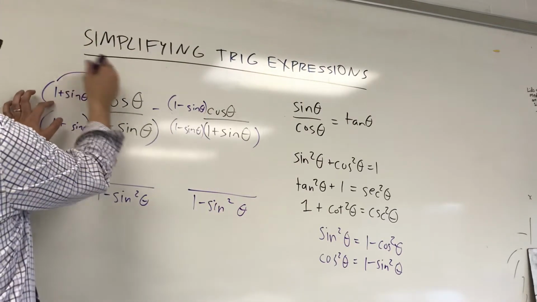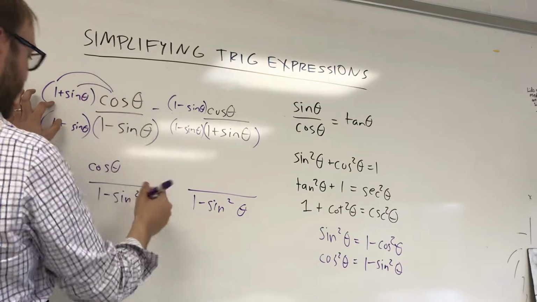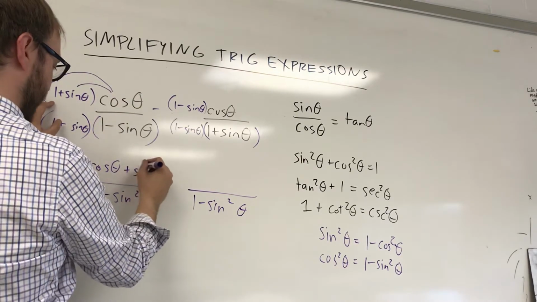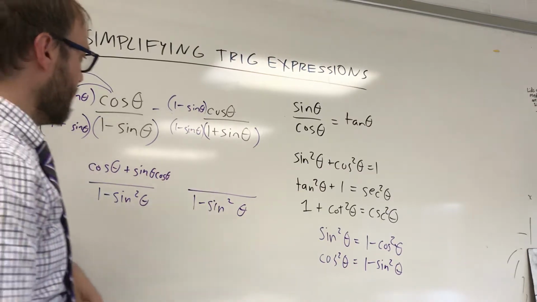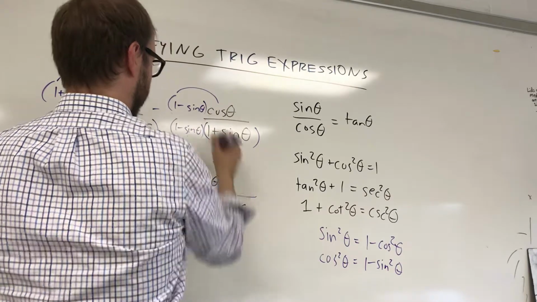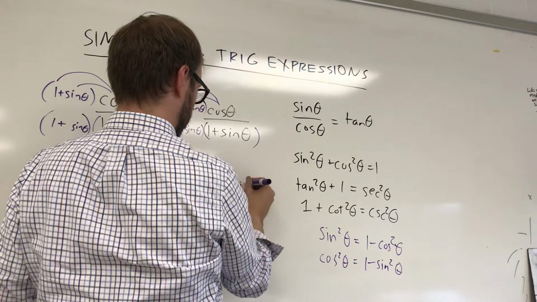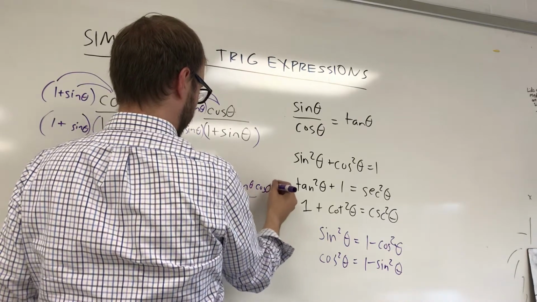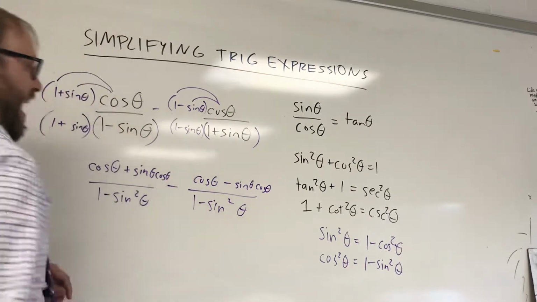A little bit easier. 1 times cosine of theta is going to give me a cosine of theta. Sine of theta times a cosine of theta is going to give me sine of theta, cosine of theta. Okay? Over here, I have 1 times cosine of theta. I have negative sine of theta times cosine of theta. Okay? Be careful now, these two fractions are being subtracted.